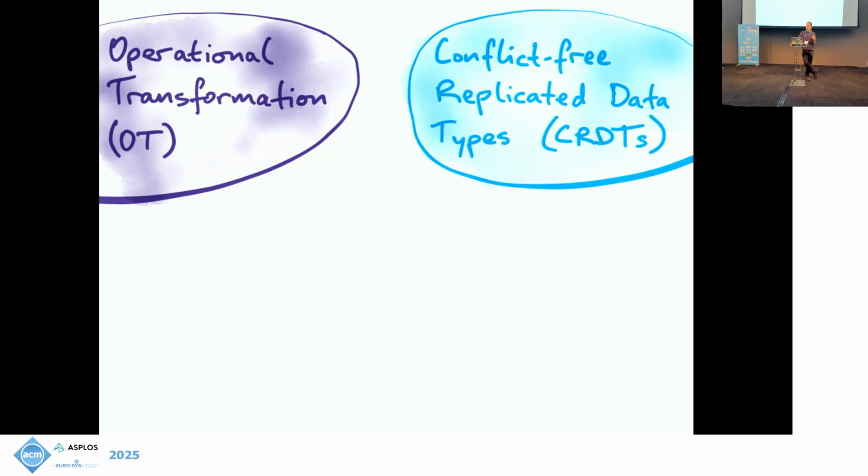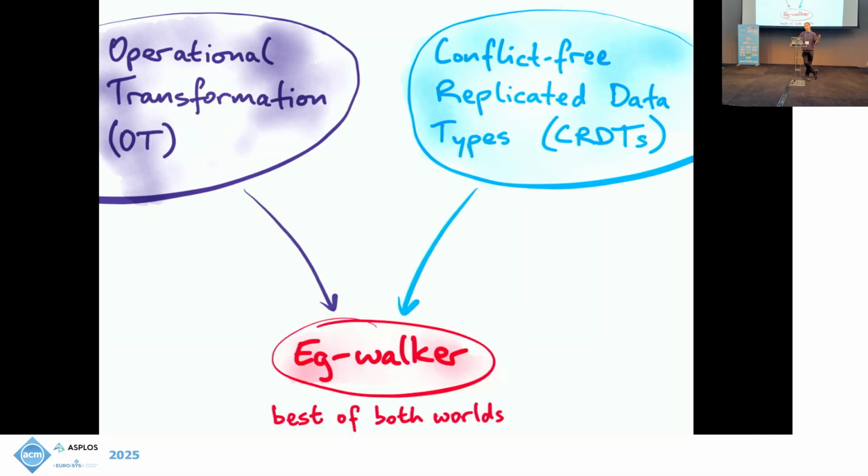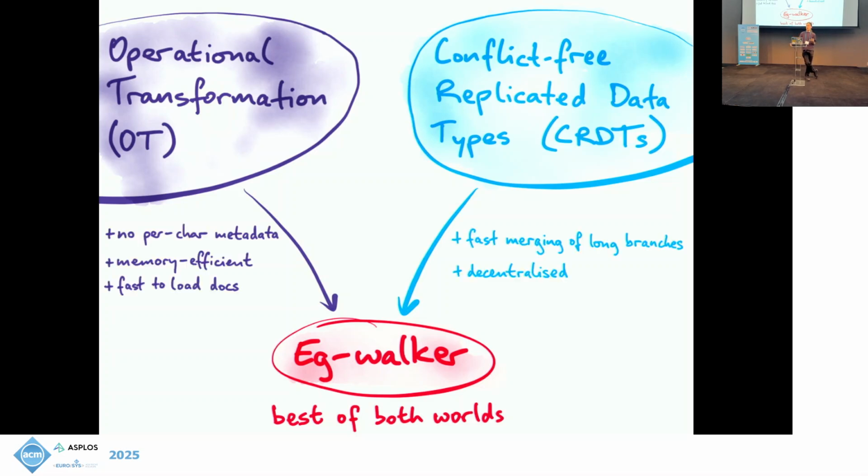I don't really have time at all to tell you about how the Egg-Walker algorithm works. You can read the paper for that. But the core idea is really that we've tried to take the best of both of these existing worlds and bring it together in a single algorithm. So from operational transformation, we've taken the fact that there's no per-character metadata overhead, which just massively saves on memory use and load times. But from CRDTs, we've taken the fact that it doesn't have to do this n by n matrix of transformations, and so therefore doing large merges is much faster. And we've also taken from CRDTs the property that it works in a decentralized way.